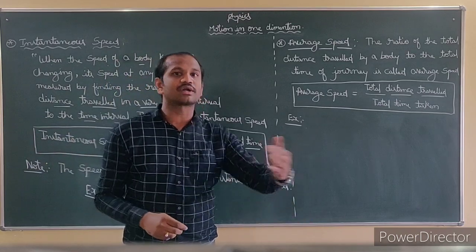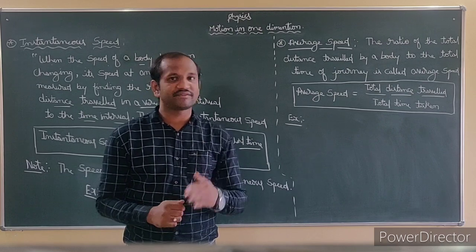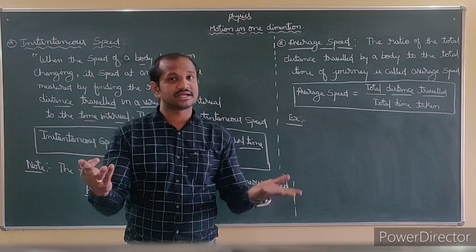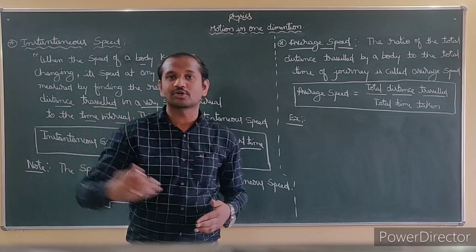At that point of time, what is the speed shown by your speedometer? That is the instantaneous speed of a vehicle. It may keep on changing. For example, if you are moving on a highway, it may not change for a very long time unless you get some barricades or tolls.